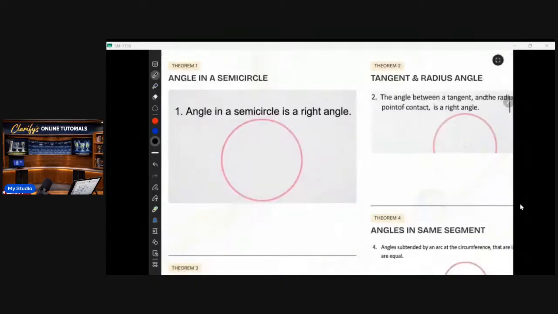Let's see them. Theorem number 1. Angle in a semicircle is a right angle. What does this mean? Angle in a semicircle. When you see the word semicircle, we said it is only made by a diameter. So if they say angle in a semicircle is a right angle, there has to be a diameter somewhere. So let's put our diameter.